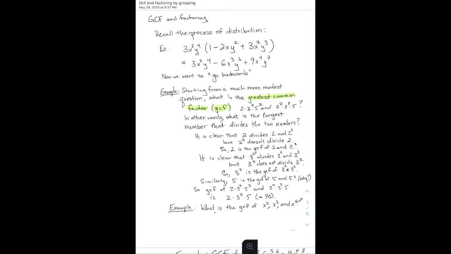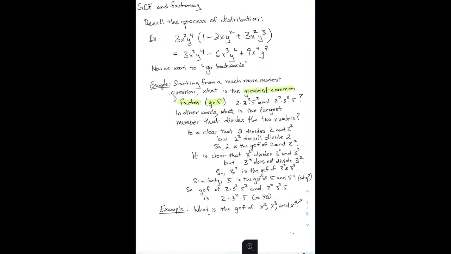In this section, what we want to do is actually go backwards, so we're going to be starting with something that looks like the second line here, and try to get back the first line. So the first thing we do is identify what's called the greatest common factor. So we'll do an example that focuses on just that concept of the greatest common factor.